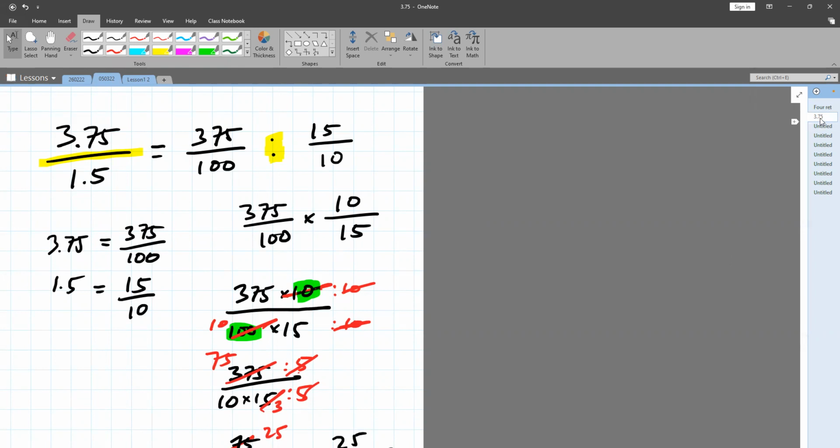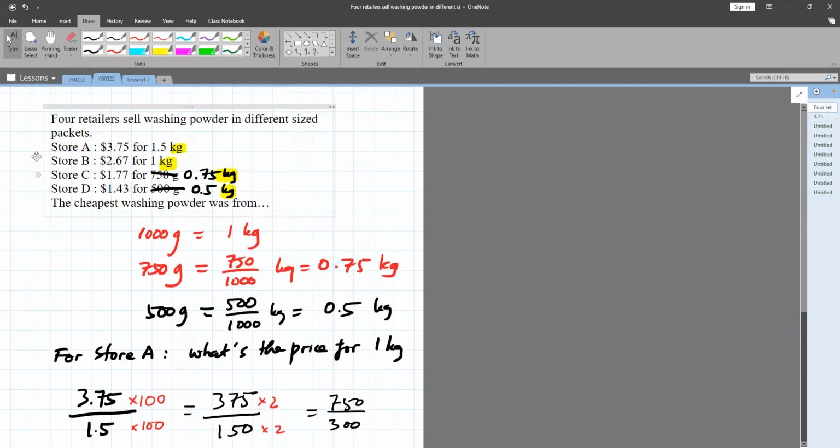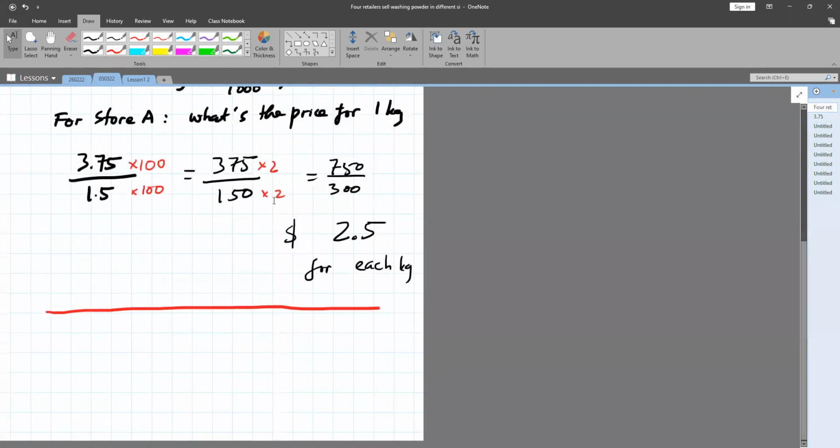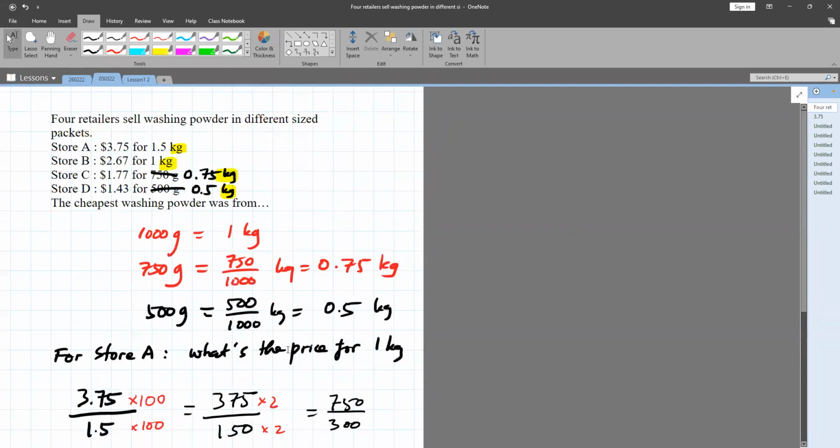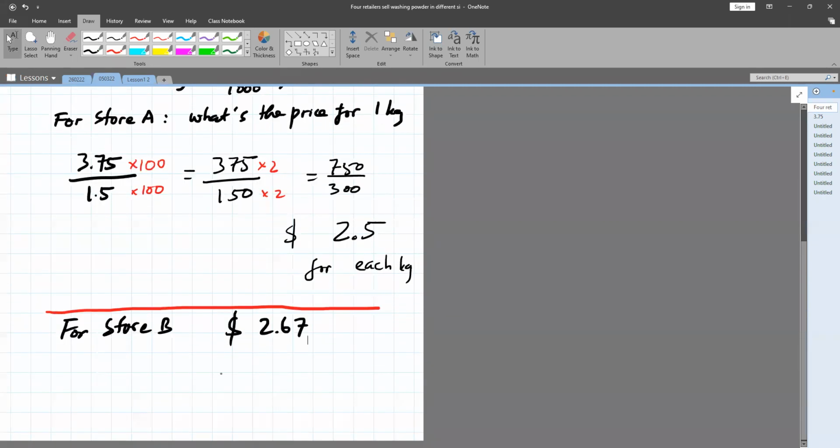Now, what I'm going to ask you, let's look at store B. This one is actually not difficult because this is already for 1 kilogram. So for store B, because it's already the price for 1 kilogram, that means the price is 2.67. Store C is the best one. Okay, so I think I'll let you calculate. This is the price for 0.75 kilogram, right? So for store C, the price is... Store A is the worst.